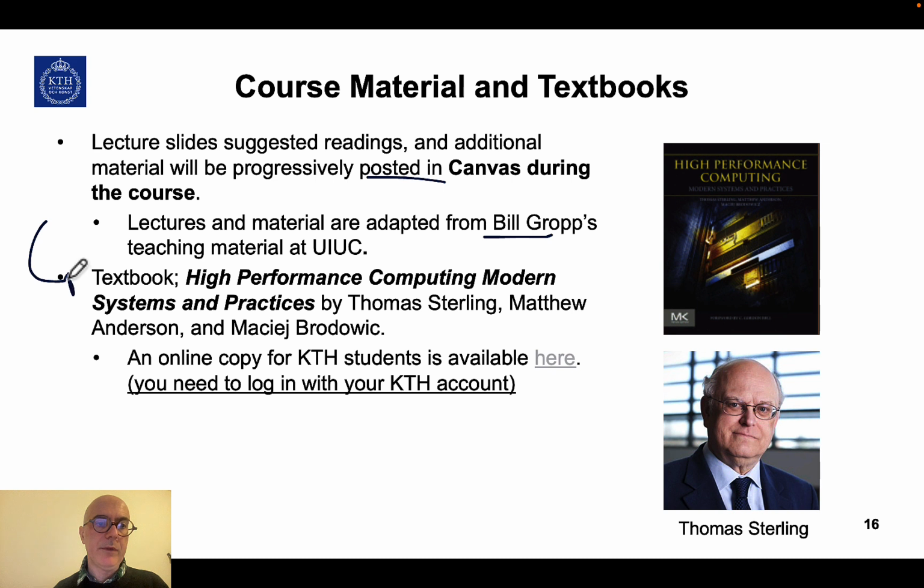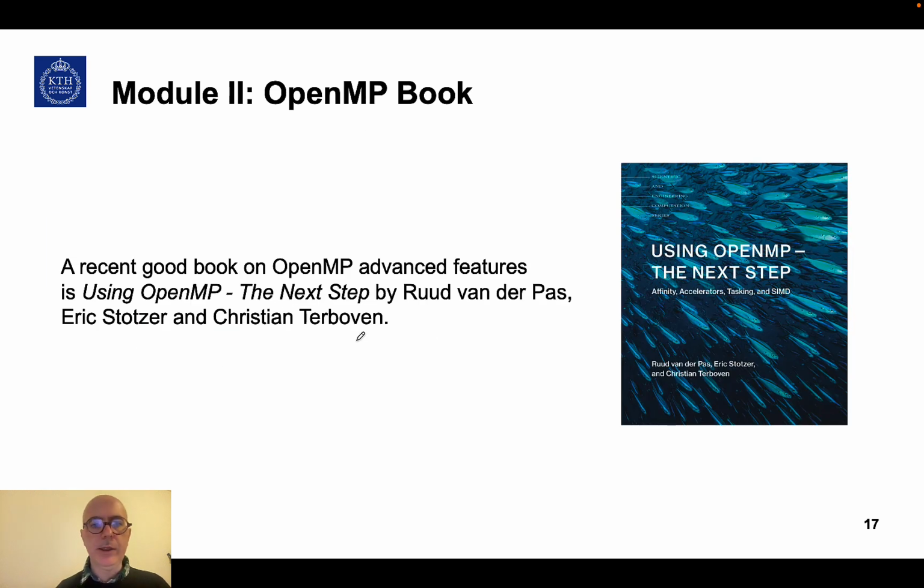But also there is a very nice textbook that is available online on the KTH library. You can log in with your account and have access to this high-performance computing book, whose one of the authors, very famous, is Thomas Sterling. So this is one textbook that comprises pretty much all the material around supercomputing. This book is by Thomas Sterling, Matthew Anderson, and Maciej Brodowicz. For the second module, I strongly recommend a recent book on OpenMP, mostly on advanced features. It is called Using OpenMP: The Next Step, by Ruud van der Pas, Eric Stotzer, and Christian Terboven.